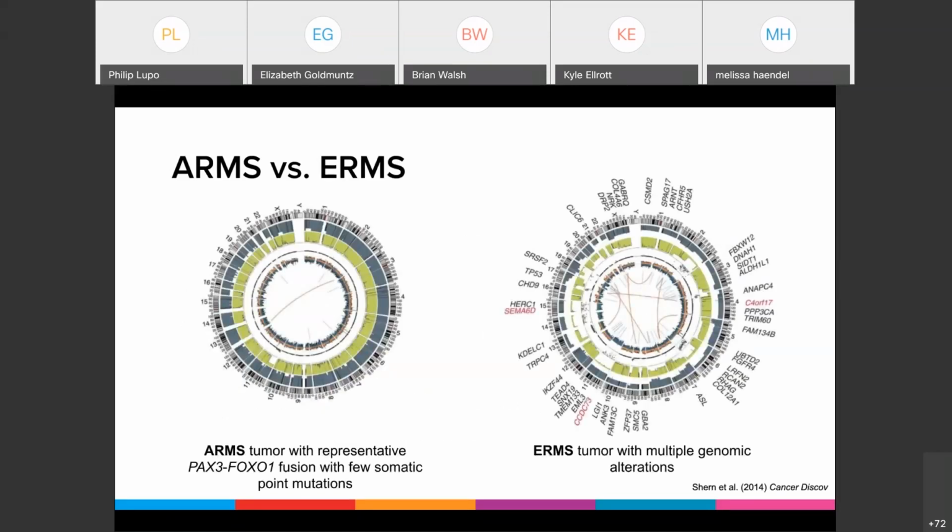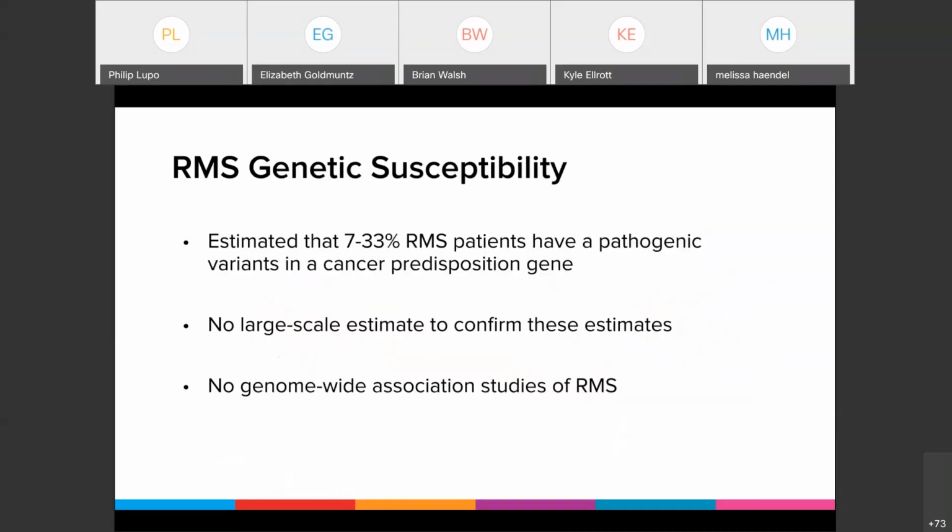Aside from histology, if we dig deeper into somatic characteristics based on histology, you can see that the alveolar subtype are largely characterized by these PAX-FOXO1 fusions, and they have relatively few somatic point mutations or driver mutations in cancer genes that we typically think of. However, if you look at an embryonal tumor, we see a lot more classic point mutations in some of the classic cancer genes that we think of for sarcomas and other pediatric tumors. And if you'll go to the next slide.